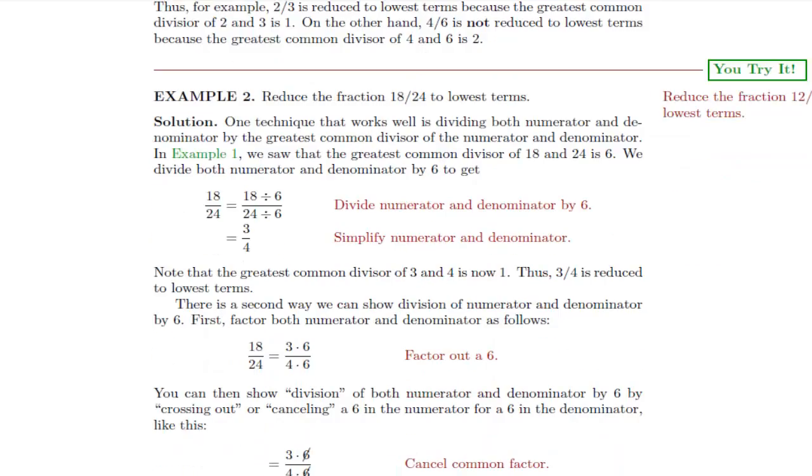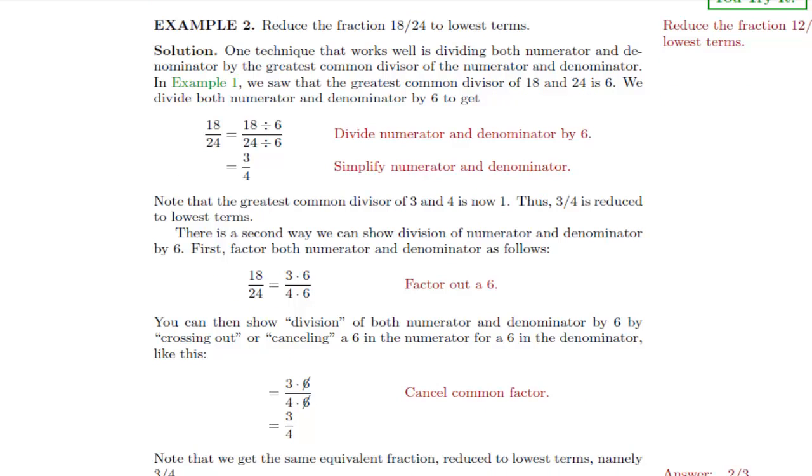Example 2. Reduce the fraction 18 over 24 to lowest terms. Solution. One technique that works well is dividing both numerator and denominator by the greatest common divisor of the numerator and denominator. In example 1, we saw that the greatest common divisor of 18 and 24 is 6. We divide both numerator and denominator by 6 to get, in the numerator, 18 divided by 6 is 3, and in the denominator, 24 divided by 6 is 4, so the result is 3 over 4.